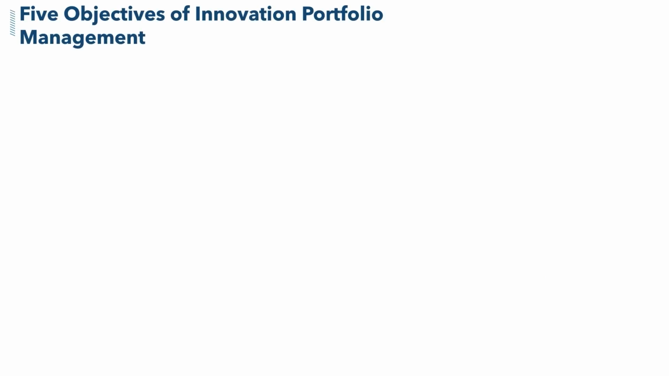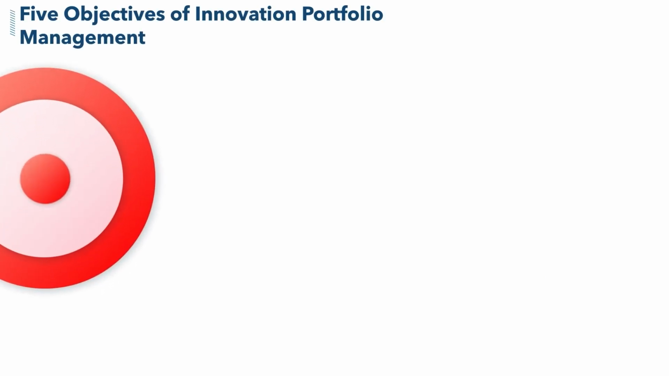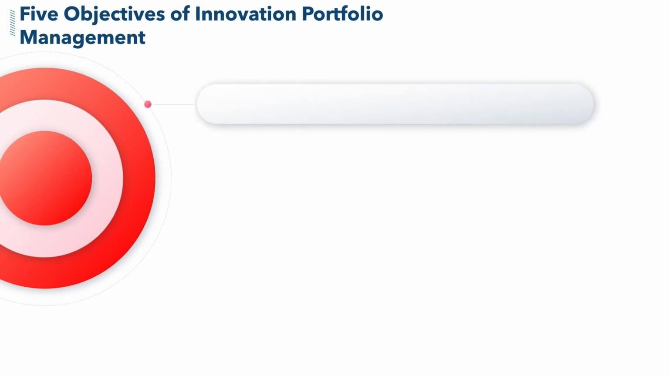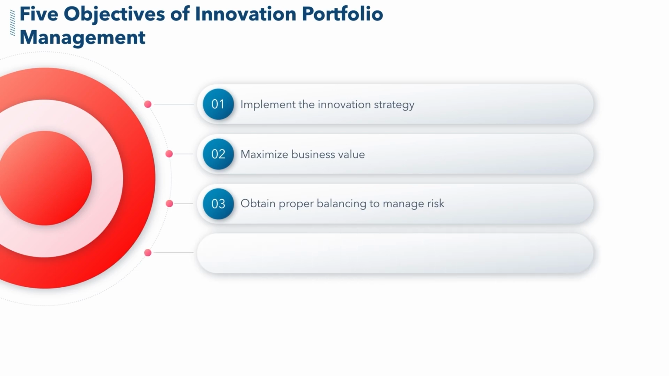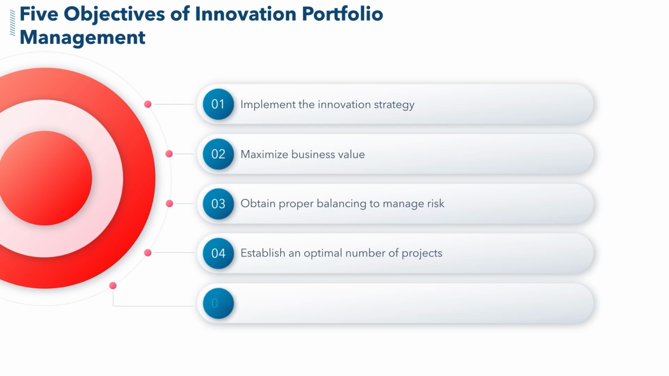Innovation portfolio management has a role to overcome project selection difficulties. It has 5 objectives, which include: implement the innovation strategy, maximize business value, obtain proper balancing to manage risk, establish an optimal number of projects, and mobilize the organization when selecting innovation projects.